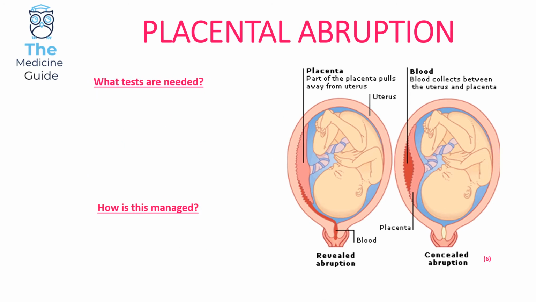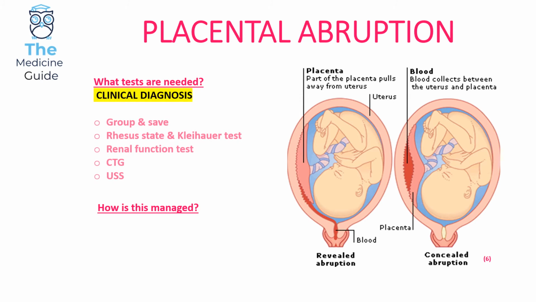So in terms of tests, it's a clinical diagnosis, so we need to perform a group and save, perform a rhesus and Kleihauer test, so this is particularly important in women who are rhesus D status negative, a renal function test, as well as performing a CTG and an ultrasound scan.